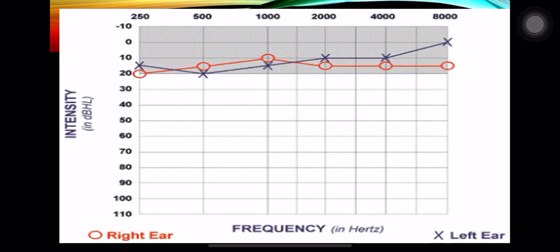So you know one thing, air conduction denotes both sensorineural as well as conductive pathway. So when this becomes normal, we don't need a bone conduction curve, because it is again going to denote only the sensorineural pathway, which we already know is normal. So this is a normal audiogram of both ears.